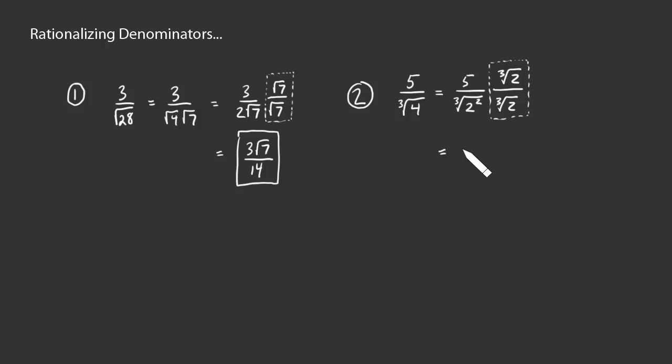So now, what do we have? 5 times the cube root of 2 on the top over the cube root of 2 squared times 2. That's 2 cubed. That bottom, of course, is just 2. So we have 5 times the cube root of 2 over 2. There's no radical or rational exponents in the denominator here. We are done. Okay? Let's do one more. Example 3.